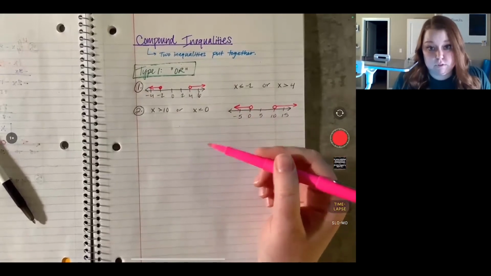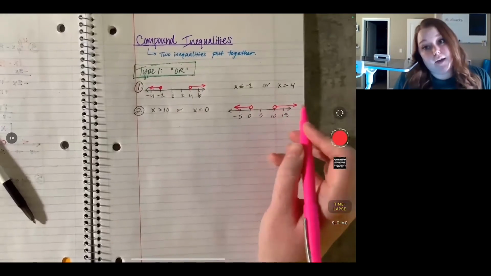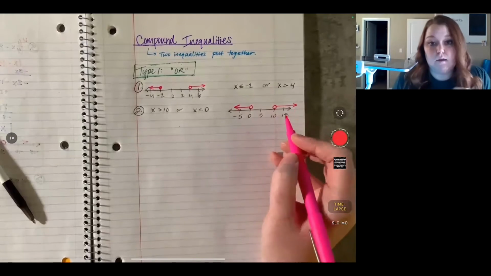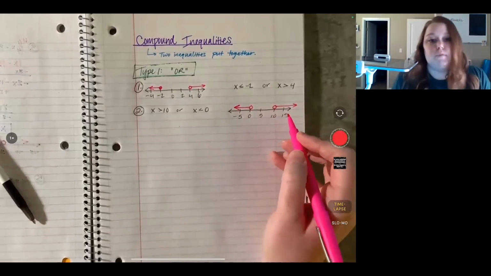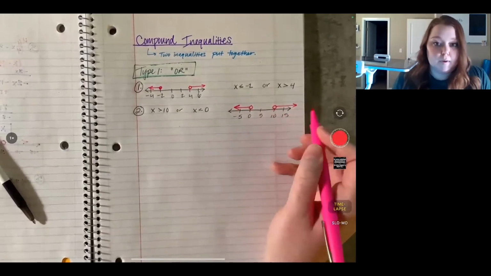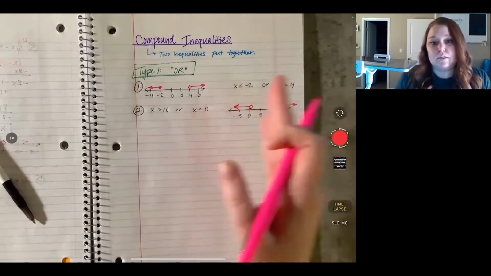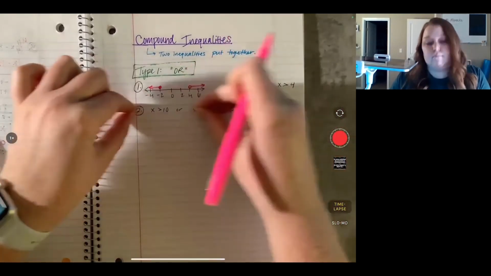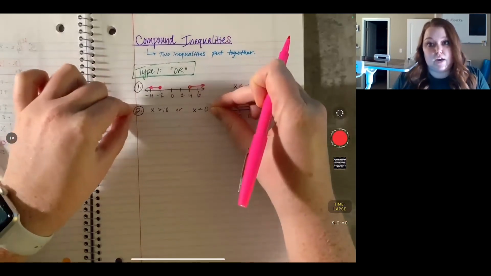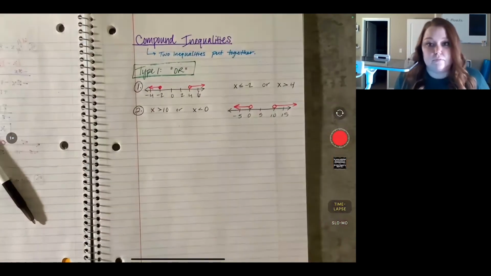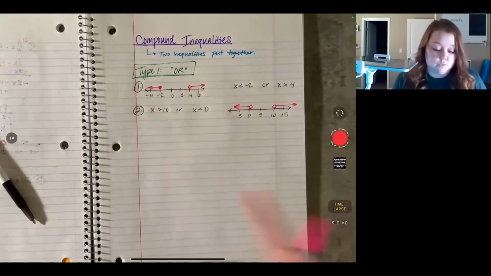those would be possible solutions. Or you could have something higher than 10, so 10.05, okay? 11, 12, 1,000,000. Those would be possible solutions. So as long as it satisfies one of these inequalities, it'll make this statement true. Just how if you clean your room or do the dishes, it makes your parents happy. You don't have to do both. You just have to do at least one of them.